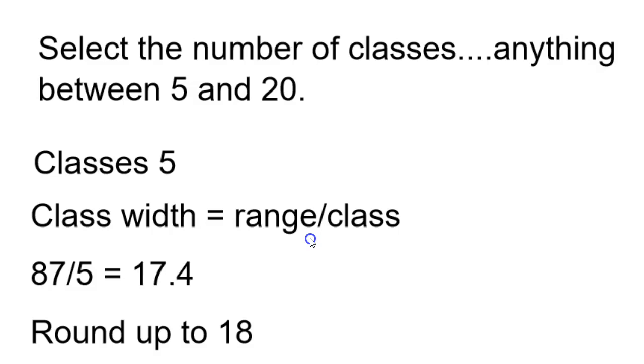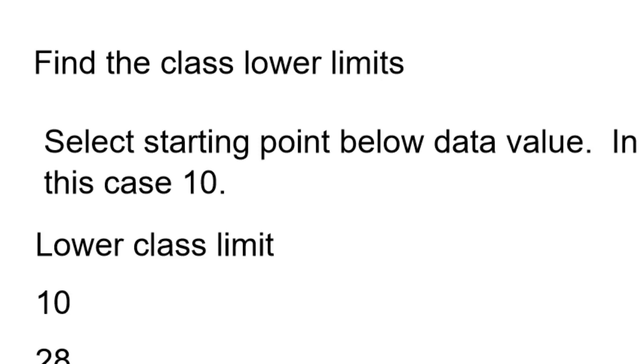And then you round that value up if you need to. So in our case, we'll round it up to 18. So our class width is 18. Okay. Then to find the class lower limits, you select a starting point below the data. It can be any point directly below our data. Our smallest number was 11, so it only makes sense for it to be 10. That's a pretty convenient number.